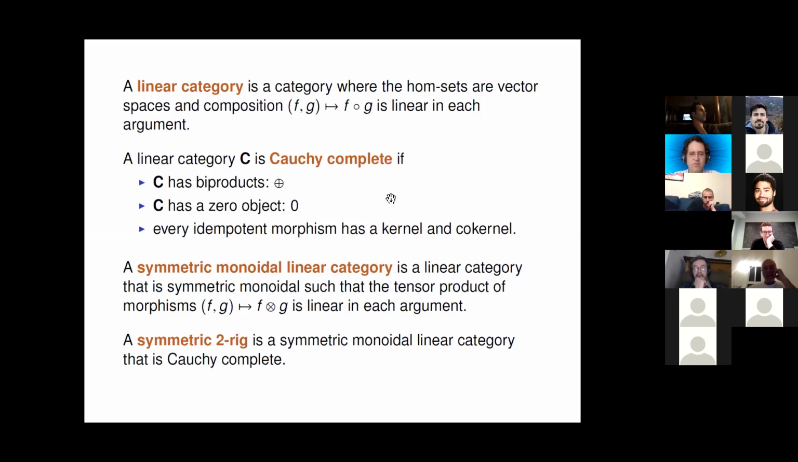asking, why don't rigs form a two-rig? Well, it's because I'm choosing a two-rig that is biased towards getting the complex numbers into the game. I didn't have to do that. If I was just developing the whole general theory of two-rigs, I would not have demanded that their linear categories be vector spaces over the complex numbers.